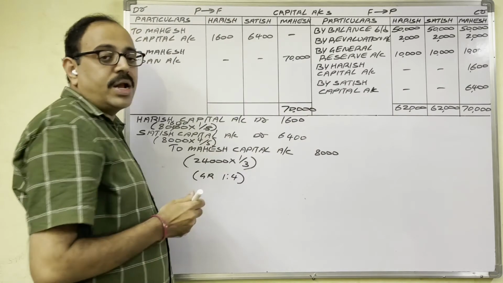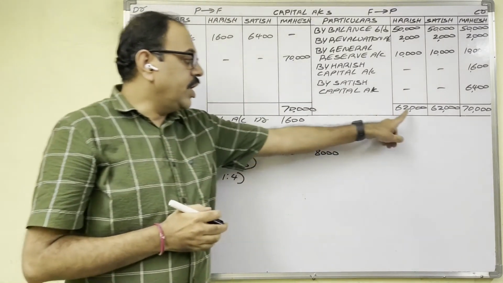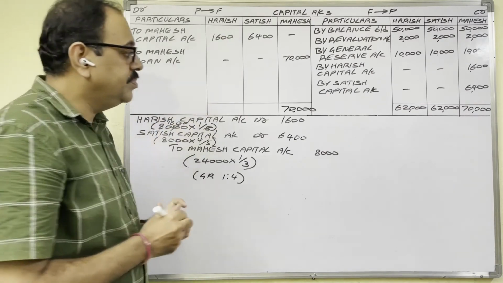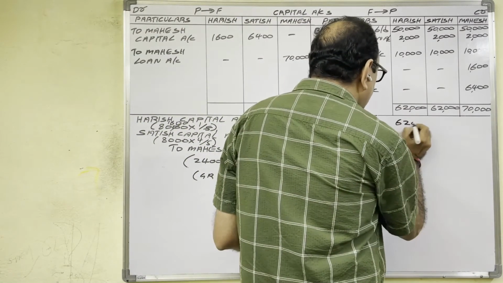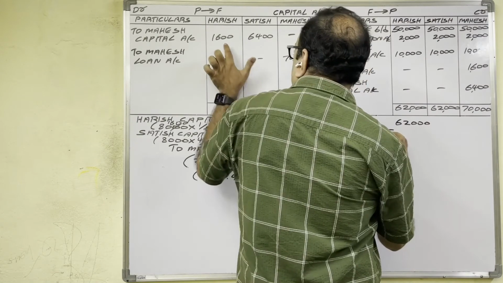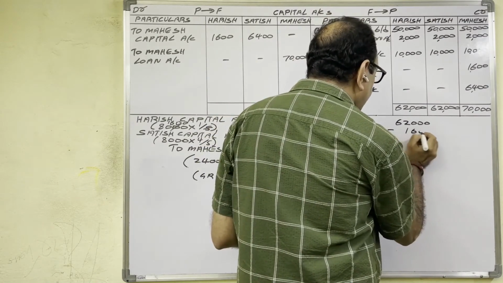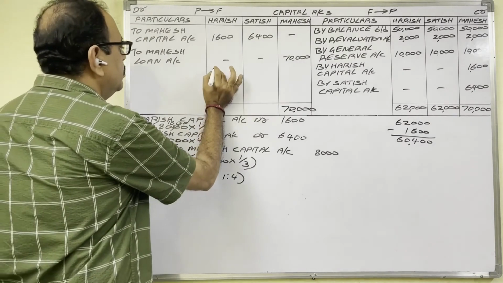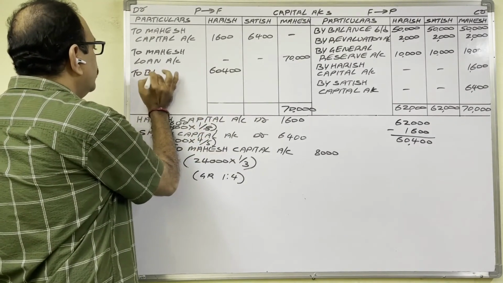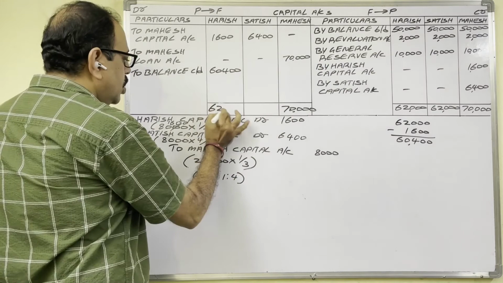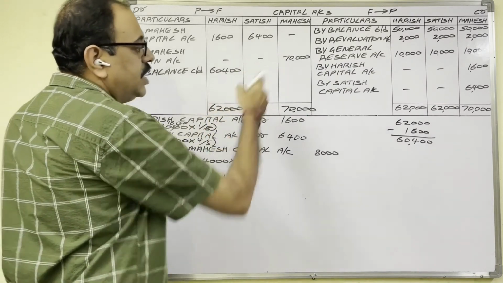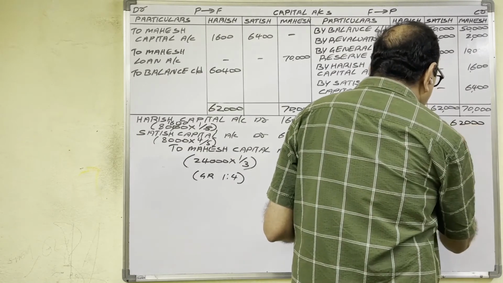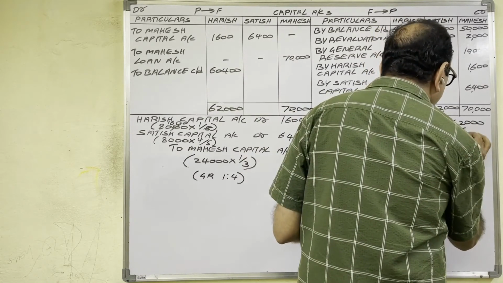Come to the existing partners' capital accounts. Credit total minus debit total becomes the balance carried down. 62,000 rupees minus 1,600 is 60,400 for the first partner, to balance carried down. Total 62,000 rupees. For the second partner, 62,000 rupees minus 6,400.